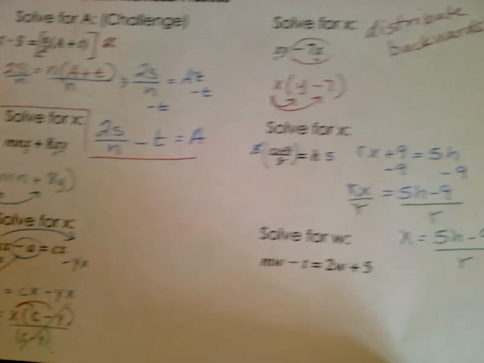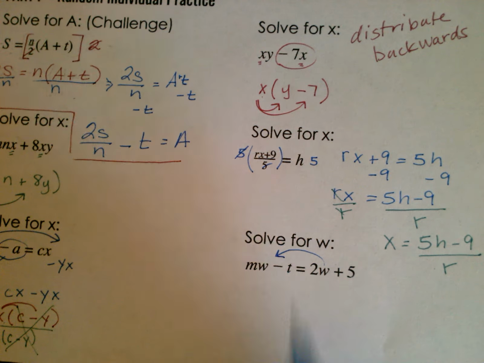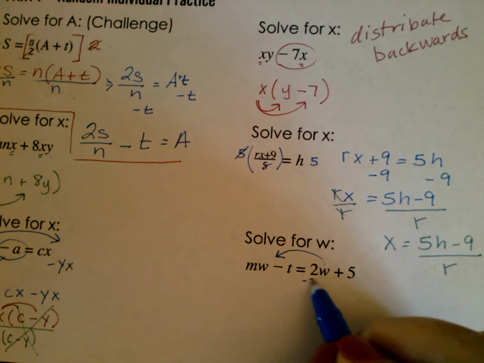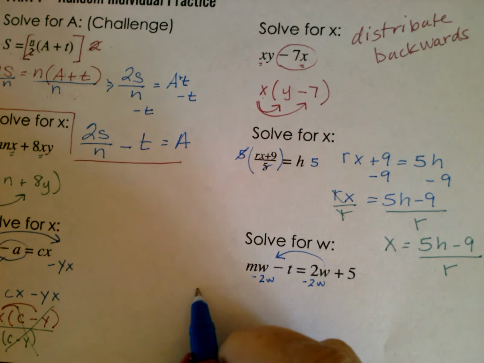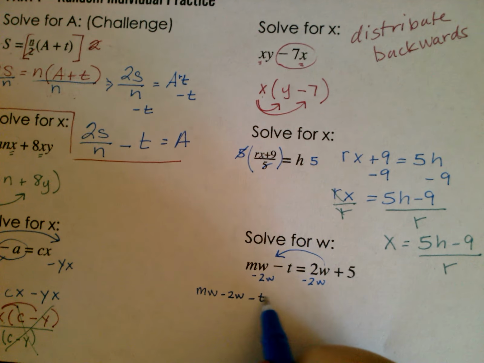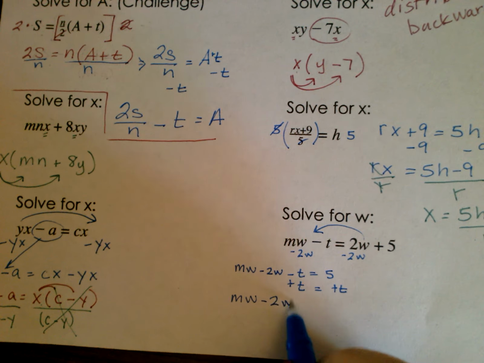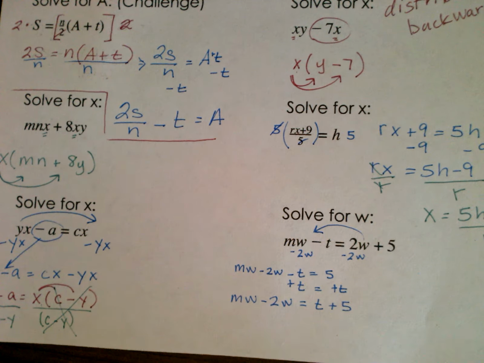Finally, the last one, we are solving for w. I'm just going to bring those w's over, so minus 2w, minus 2w. Even though they both have w's, they are not like terms. I cannot combine them. I will add t to both sides. So I am left with mw minus 2w equals t plus 5 or 5 plus t, whichever you would like.